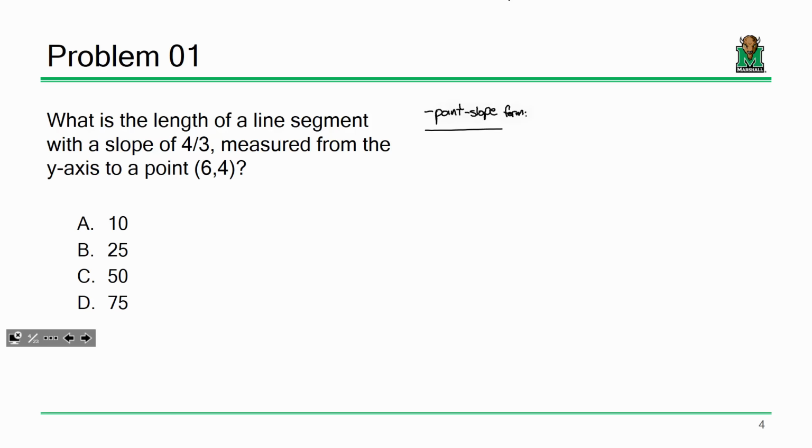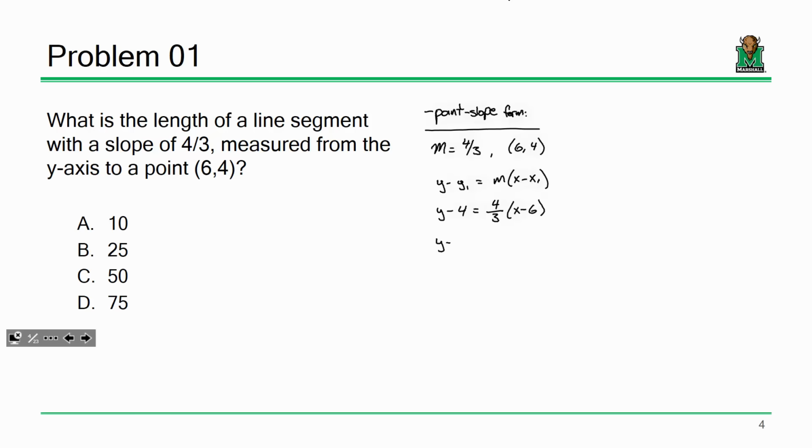So point slope formula. We have a slope of 4/3, and we have a point of (6, 4), right? So what do we have? y minus y1 equals m times x minus x1, right? So that is y minus 4 equals 4/3 times x minus 6.